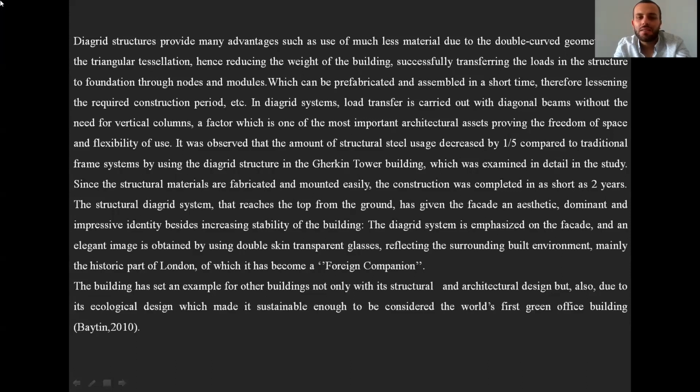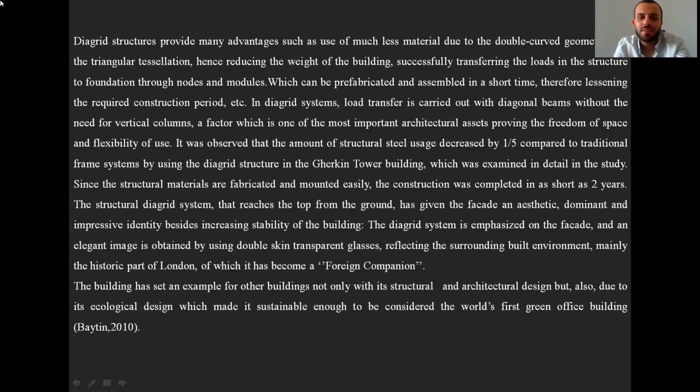In Diagrid structural systems, load transfer is carried out with diagonal beams without the need for vertical columns, a factor which is one of the most important architectural assets, providing freedom of space and flexible use. It was observed that the structural steel used was reduced by 50 percent compared to a traditional frame system by using the Diagrid structure in the Gherkin Tower building, which was examined in detail in the study. Since the structural materials are fabricated and molded easily, the construction was completed in a short 2 years.